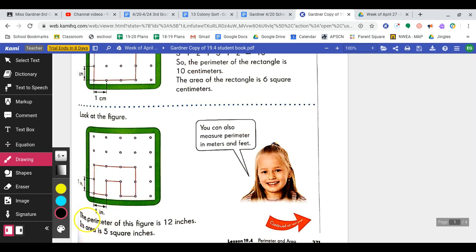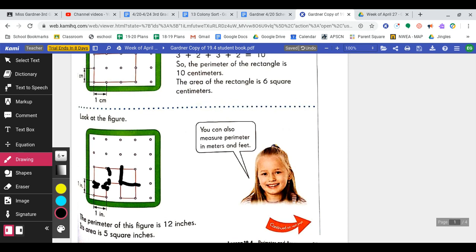Now, its area is 5 square inches because if we look at this as 1 square inch, 2, 3, 4, 5. Okay, so the perimeter is 12 inches. That's how long it is all the way around the object. The area is 5 square inches.